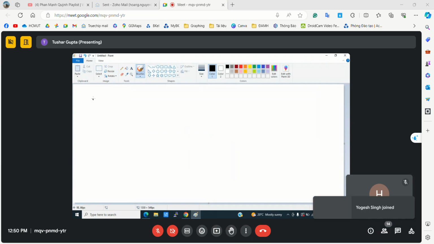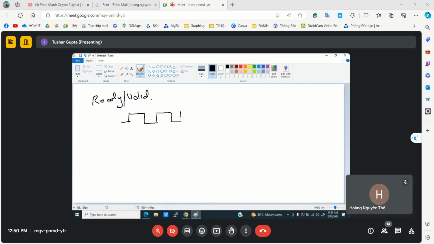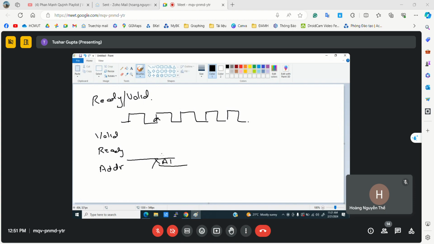how a ready and valid handshake will happen. So let's say we have a clock. Okay, we have a valid over here, we have a ready over here, and we have an address. Now I have generated an address A1 at this positive edge of clock.